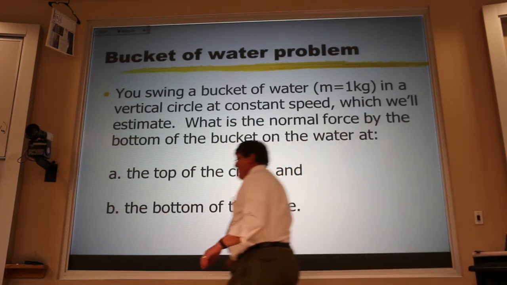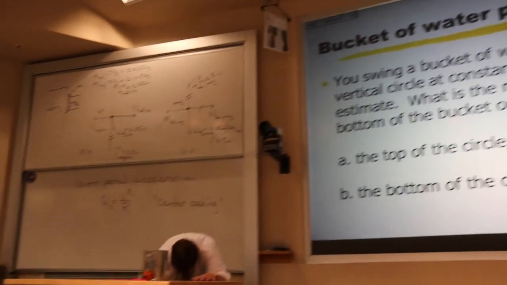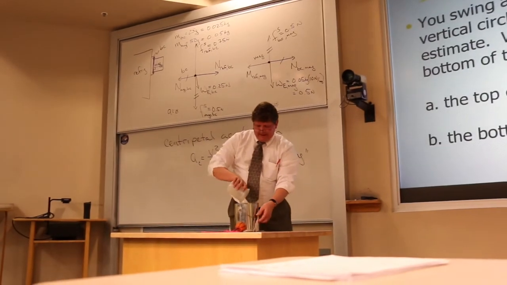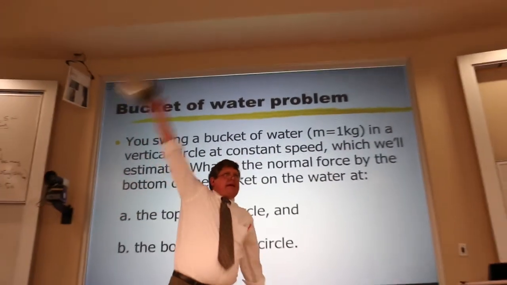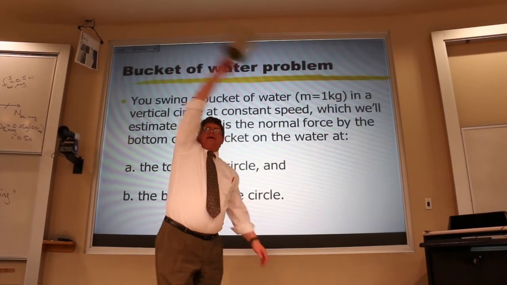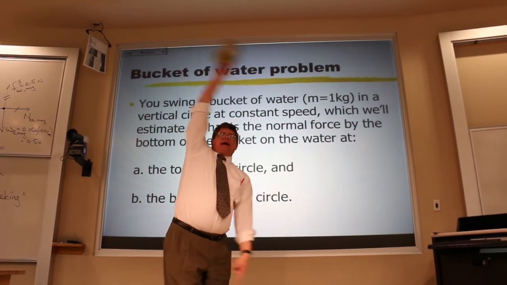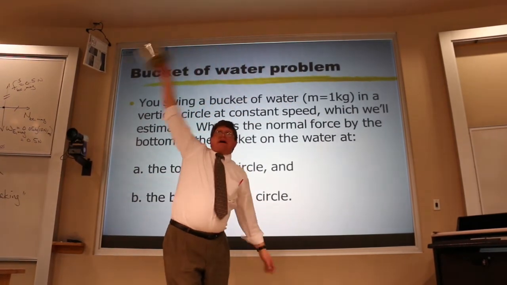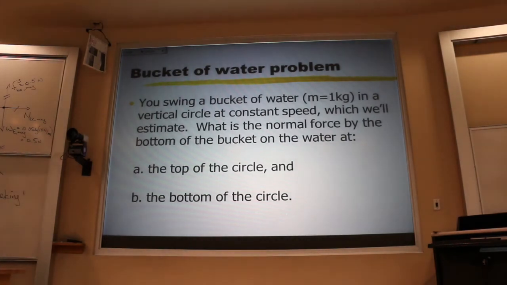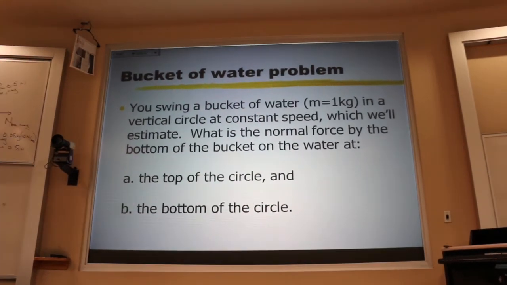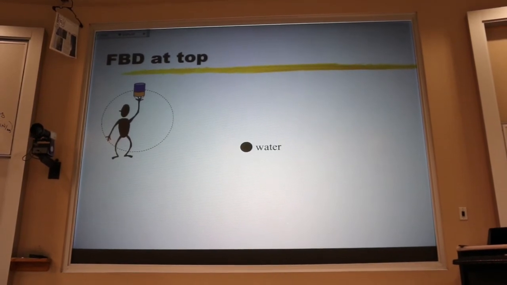Okay. We're going to practice this with an example. I have a bucket, and I have 1 kilogram of water, and I'm going to swing this bucket in a vertical circle, okay? And what we're going to do is calculate the force by the bucket on the water at the top and at the bottom. This is very similar to the problems that you have assigned for homework, and you'll have at least one of these problems on the midterm. So, there's the bucket, there's the water.